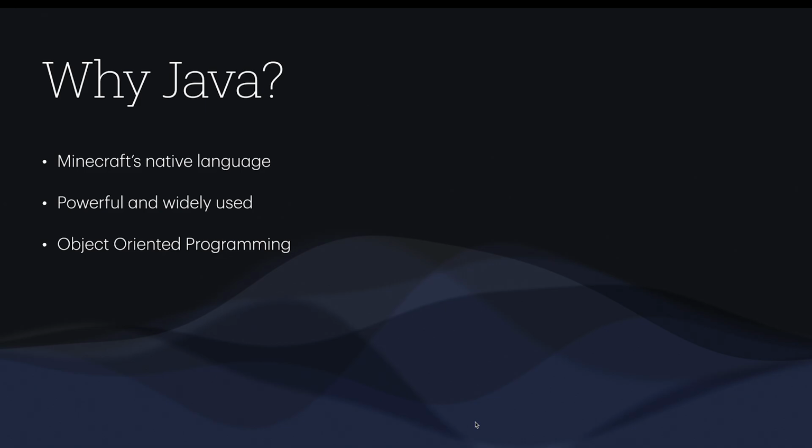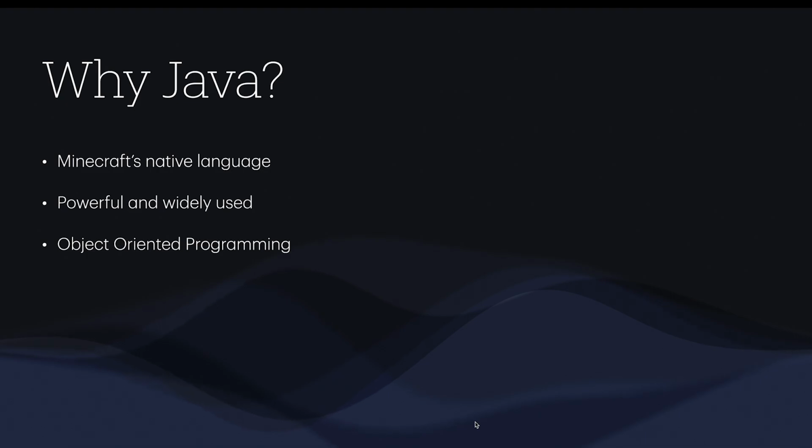Next is powerful and widely used. Java is a robust enterprise-grade language used by many companies worldwide from the likes of Amazon, eBay, Facebook, Netflix, and so many more. And remember, 3 billion devices use Java. Object-oriented programming. You don't even know exactly what object-oriented programming is right now, but just know it encourages clean, modular code that can make programming so much easier. Concepts like classes, inheritance, and interfaces will help you structure your mod way more efficiently. With that, let's go ahead and get to installing everything we need to make our first little program.